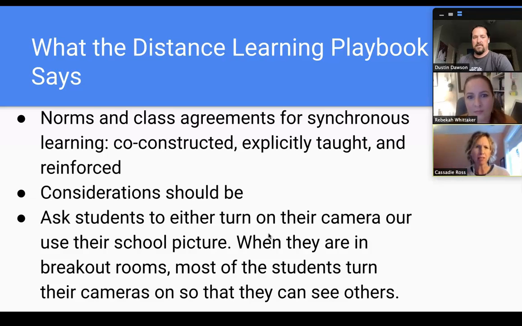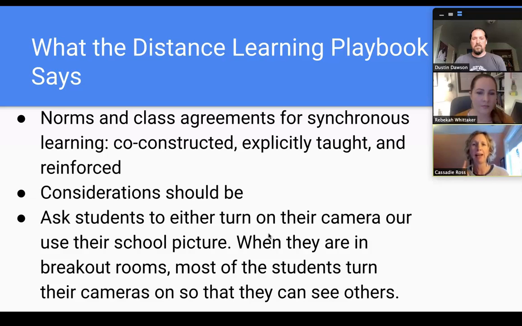The other thing that the playbook says is that they ask students either to turn their camera on or use their school picture. I haven't seen my kids being asked to do that, but I can see how, where bandwidth is a problem or students aren't turning their camera on for whatever reason, it would be really beneficial to the teacher and the classroom community for students to use their school picture if their camera is off. And then the playbook also points out that most students, when they are in breakout rooms, turn their cameras on so that they can see others.